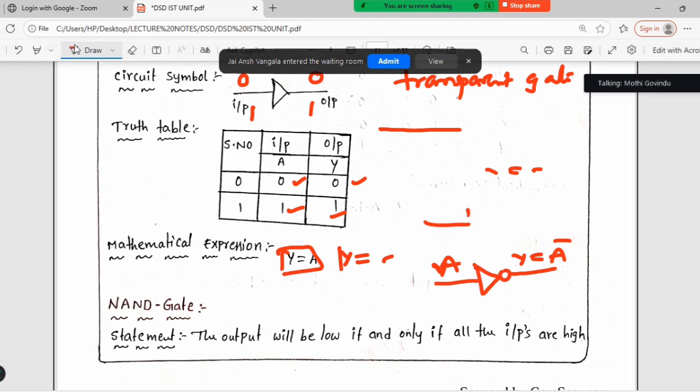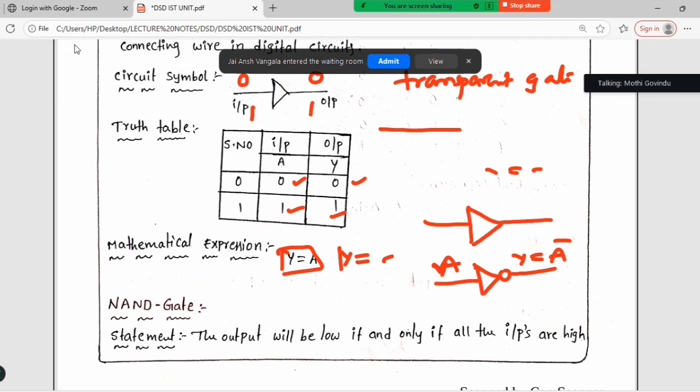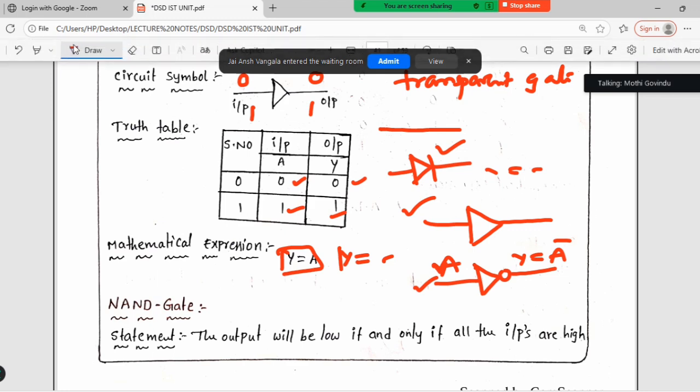So this is a simple buffer gate. Actually, what I drew earlier is nothing but a PN junction. Do you remember? This is a PN junction. This is a buffer gate. This is a NOT gate. So this is about basic logic gates. Thank you very much. Thanks.